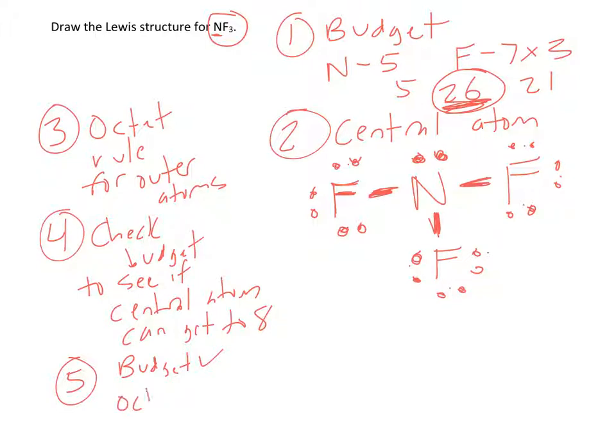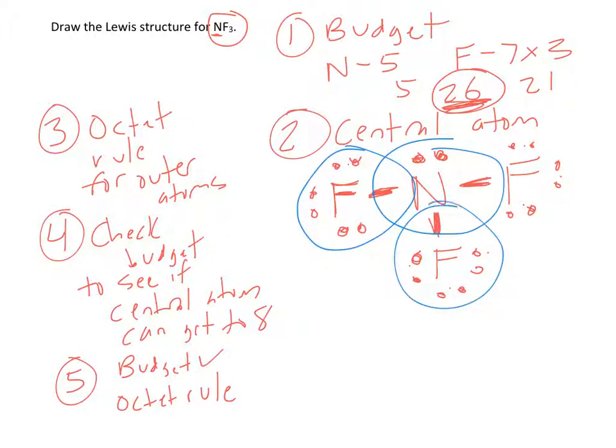The second thing we usually follow is the Octet Rule. There are some examples where it won't, but 90-something% of the time it will. So are there 8 around here? F has 8, N has 8, F has 8, F has 8.